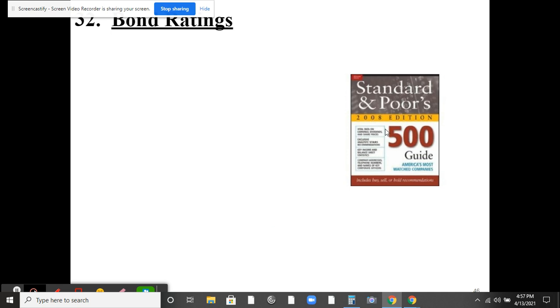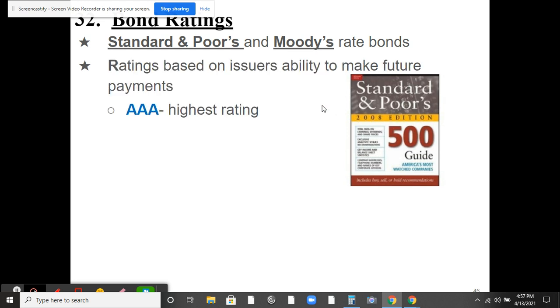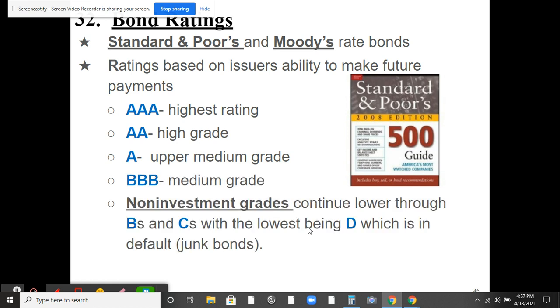Bond ratings. Standard & Poor's and I think Moody's rate the bonds, and they have these books that come out every year. They say, okay, this bond gets a AAA rating. It's the highest rating because it's the most reliable. Might be a good government bond if the city or the state is well funded. But if the city and state are not well funded, or if they've defaulted before, you might not get that AAA rating. AA is a pretty high grade. A is upper medium grade. Triple B is a medium grade, and then you've got the non-investment grades, and that could be B's and C's and D's even. And these are default or junk bonds.